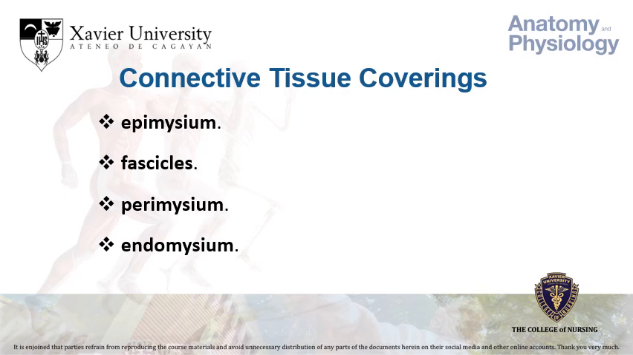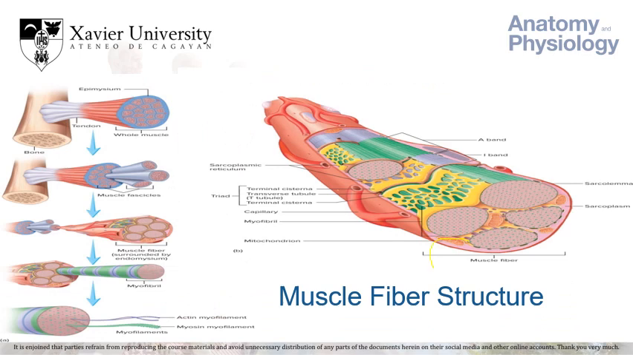A skeletal muscle is subdivided into groups of muscle cells, and this is termed your fascicles. Each fascicle is surrounded by a connective tissue covering, and this is termed your perimysium. Each skeletal muscle fiber is surrounded by a connective tissue covering, termed your endomysium. A muscle fiber is a single cylindrical cell with several nuclei located at its periphery.